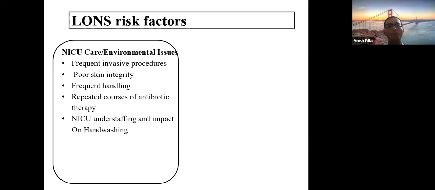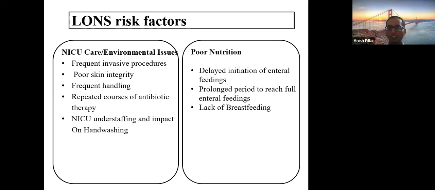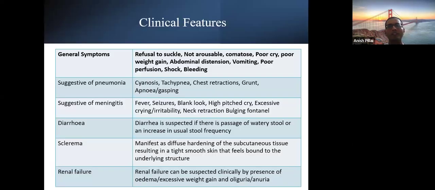Whenever you breach the mucosa or skin, there is a chance that bacteria enters the baby. Poor nutrition: if the baby is having delayed nutrition of feeds, or prolonged periods of full feeds, which means longer IV fluids. Breast milk provides a lot of immunity to the child, so if the baby is not breastfed, that also acts as an extra risk factor. So these are general risk factors.